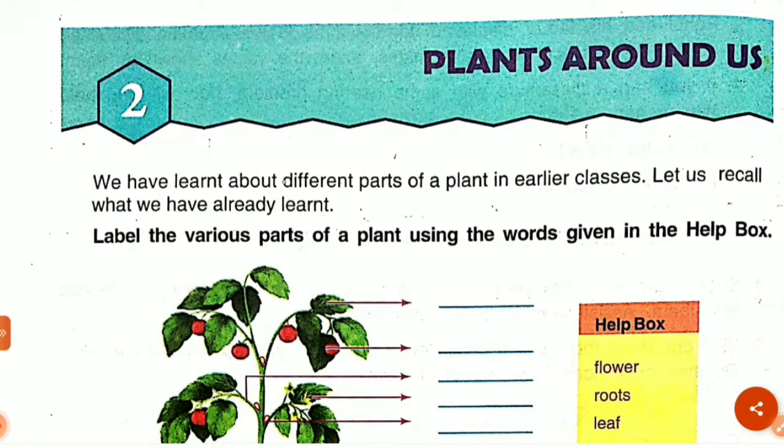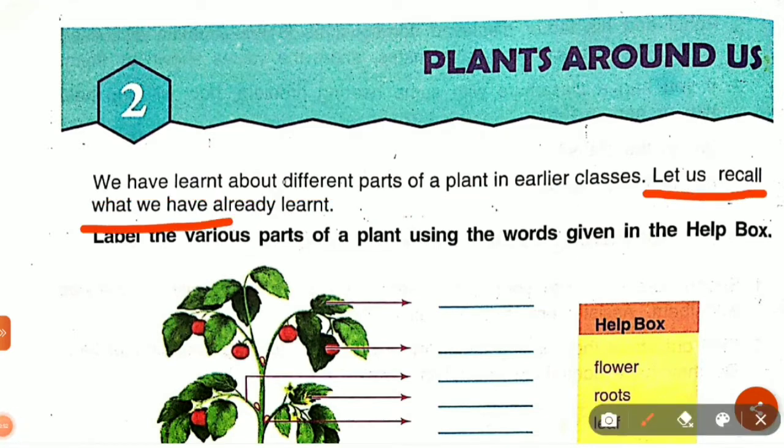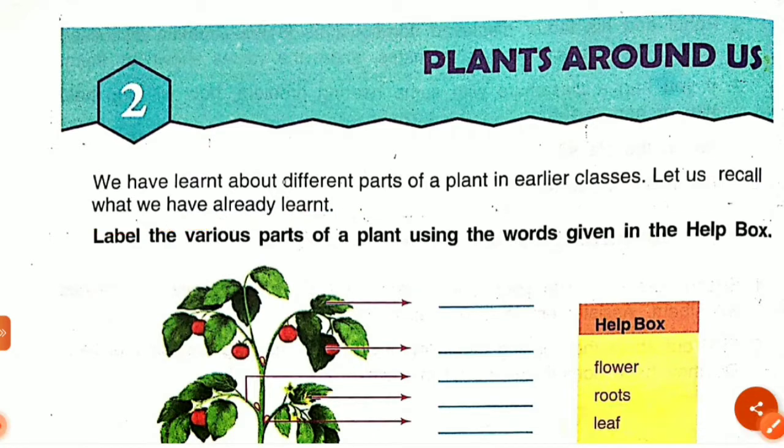Okay? Now let's go ahead with the lesson. You need to point your fingers wherever I'm reading. We have learnt about different parts of a plant in earlier classes. Have you all read about various parts of the plants? Yes, we all read, right? Let us now recall whatever we have already learnt.